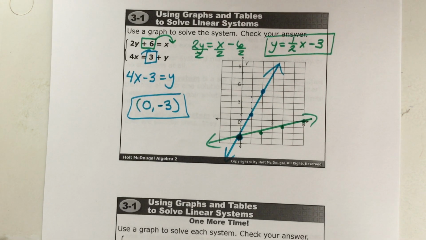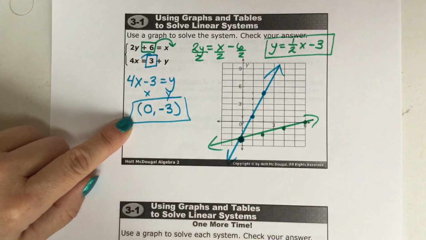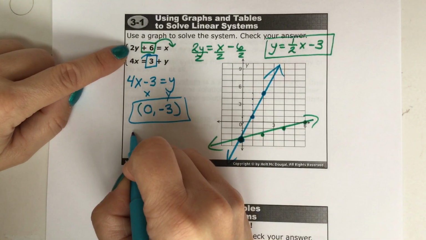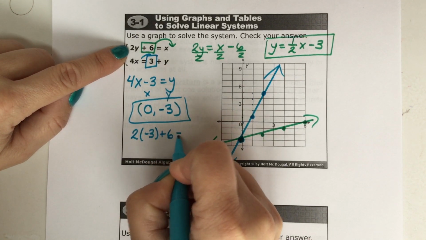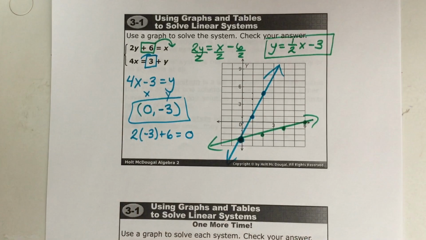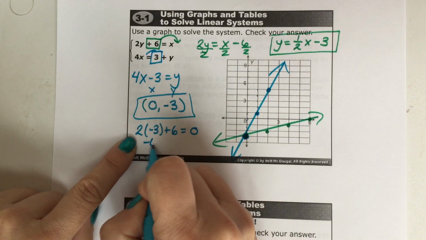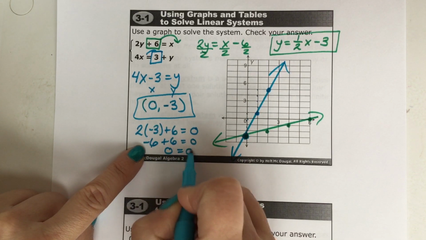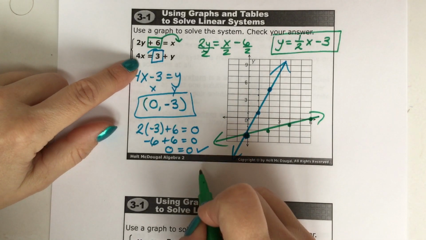Now to make sure that that is really a solution, this is x, this is y. Let's start with the top equation. 2 times y, which is -3, plus 6 has to equal the x value, which is the first number in my ordered pair. 2 times -3 is -6. -6 plus 6 is 0. Boom, that one checks.